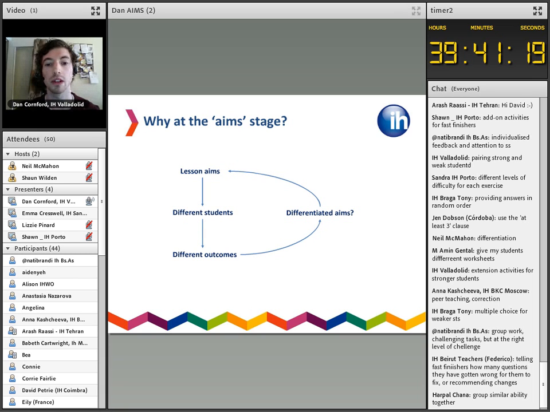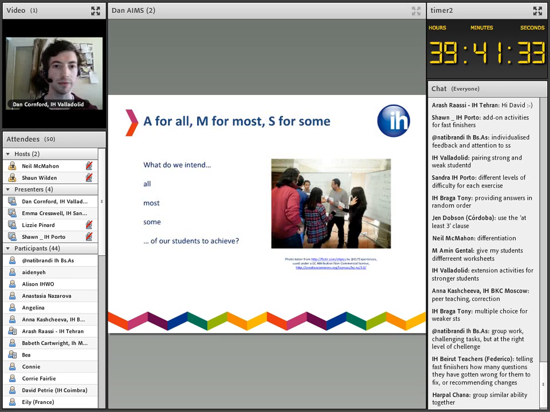So if we know that different students are going to achieve different things, there are going to be different outcomes, then should this be reflected perhaps in our aims by having differentiated aims? One thing then that I think is worth asking ourselves at the beginning of the planning process is what we intend all, most, and some of our students to achieve in a particular lesson. And this is where the AMS of the AIMS acronym comes from.